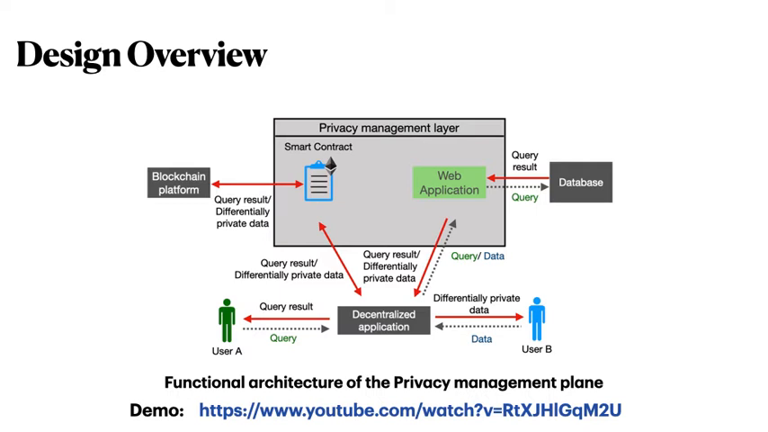Now here you see the design overview of the privacy management plane. The diagram gives the functional architecture. When you look at user A, he is the one who will be demonstrating the global privacy that I mentioned, and user B will be demonstrating the local differential privacy that I mentioned, which is also used by Apple.